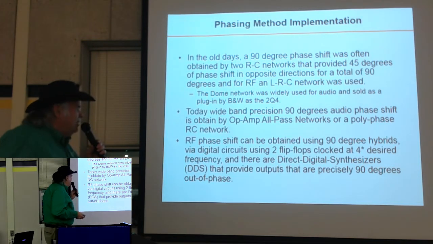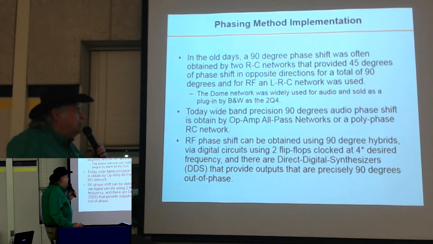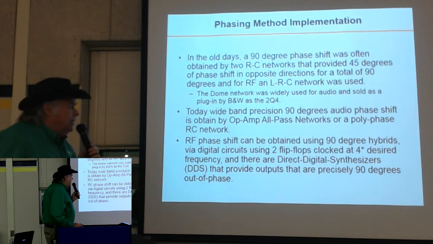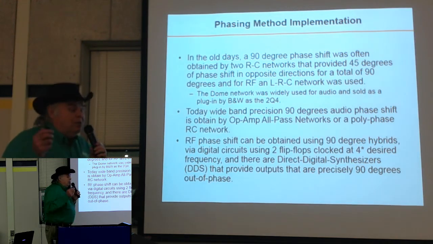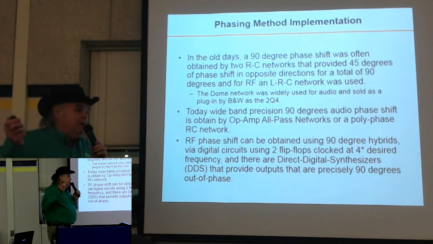But today, how do we get this high degree of precision? Well, there are two ways of really getting 90 degrees phase shift over a very wide band very accurately. One is to use a string of op amps in what's called an all-pass network, which is basically like a string of, you might think of them in terms of the way we build low-pass, high-pass, band-pass audio filters.